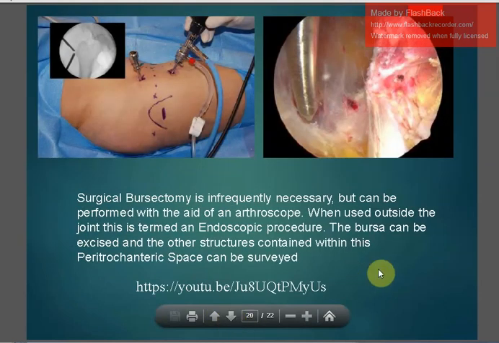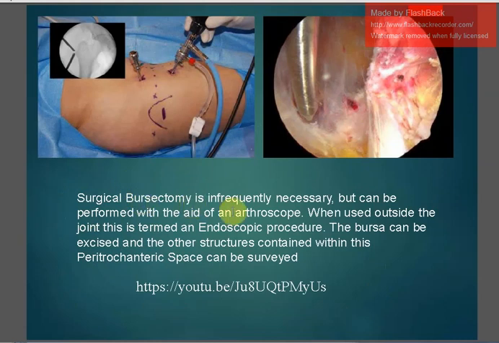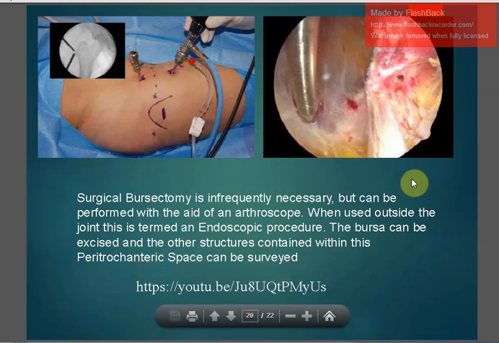This is another picture showing you the surgical bursectomy by an arthroscope. When used outside the joint, it is termed an endoscopic procedure. The bursa can be excised and the other structures contained within this peritrochanteric space can be surveyed. If you want to go to this video, this is the YouTube link which I am sharing here. You can watch the video to get a clear idea.